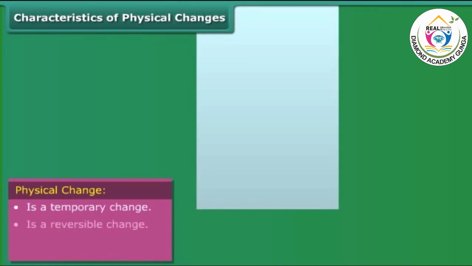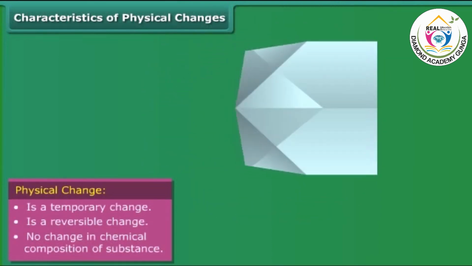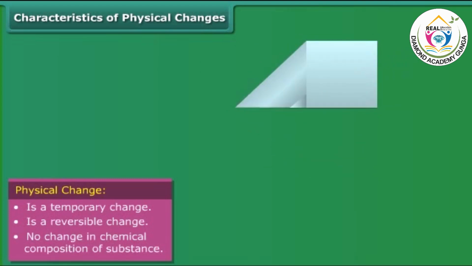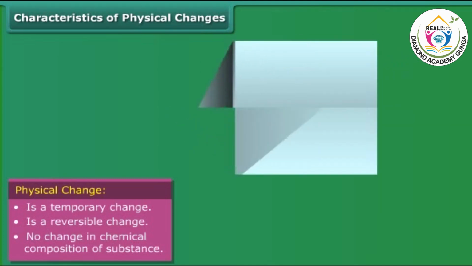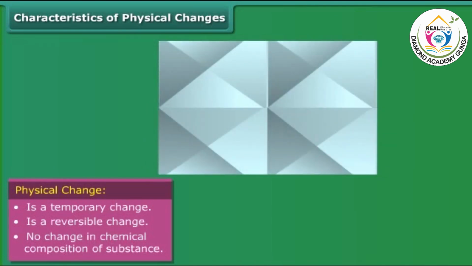Take a piece of paper. Fold it to make a paper aeroplane. There is a change in its size, but we can unfold this piece of paper back to its original size and shape. So, it is a reversible change. Also, in this process, the chemical composition of the paper remains the same.